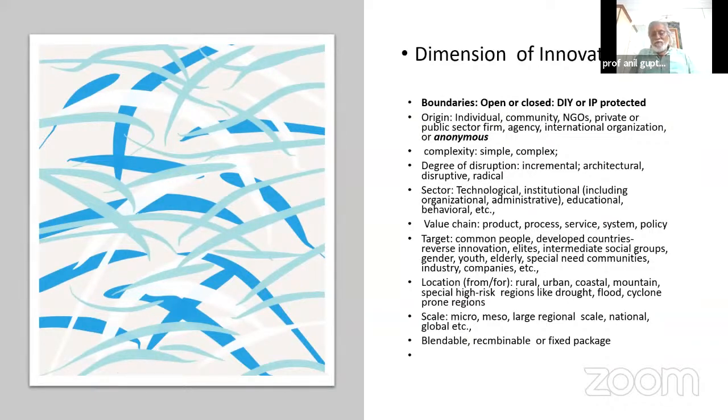Location is very important, of course, I don't have to mention, but some regions which are high risk, flood-prone regions, mountainous regions, drought-prone regions, sometimes the diffusion takes place much more slowly because the risk is higher. The private sector wouldn't like to take much risk. Scale: at what scale are you diffusing? And again, is it blendable, recombinable, or is it a fixed package? Can I take the solution apart and recombine it according to my needs? Studies have shown that very rarely do people adopt the whole package.